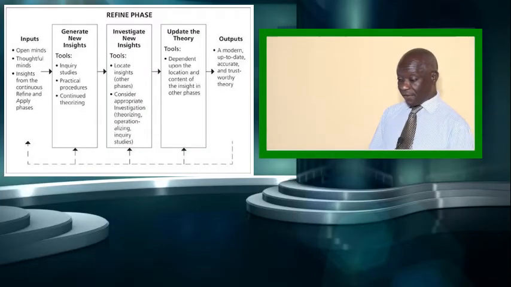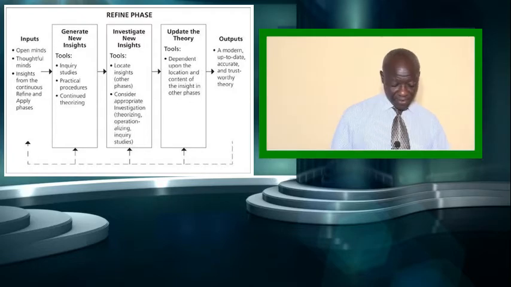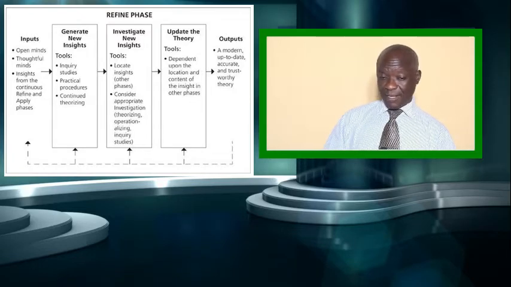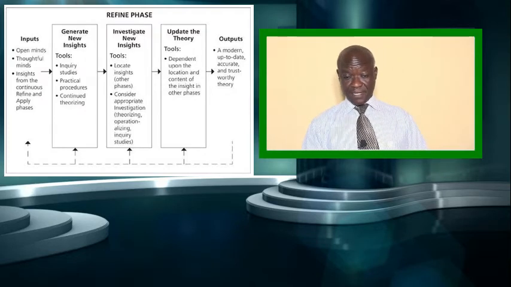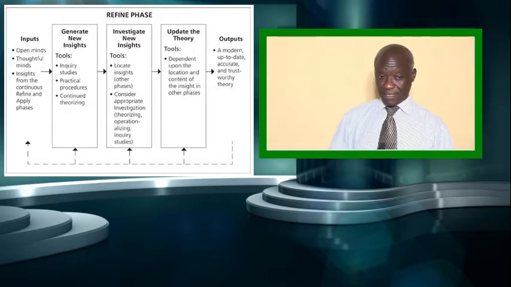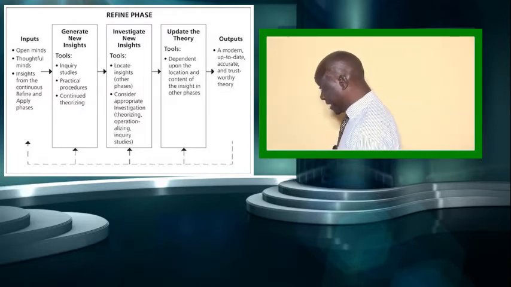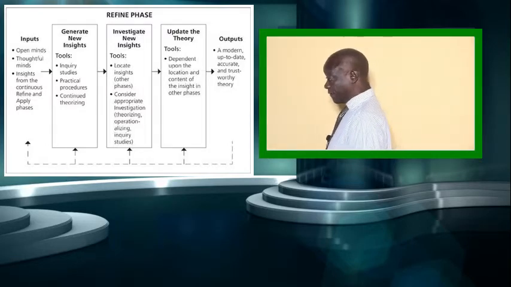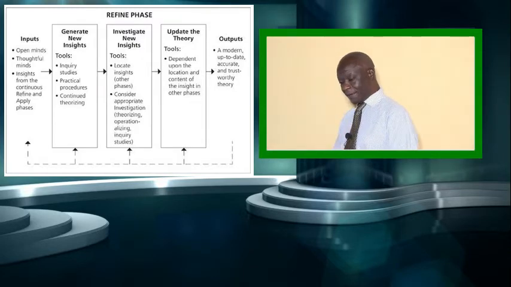So we generate new insights, as you can see. We investigate new insights, we update. So why don't I begin with generating new insights, which is the second box there after the inputs, ladies and gentlemen. So as you can see, the new insights come from theorizing, research, and practice. That's where you pick the new insights. The phases aligned with these activities are all 4 of the preceding phases: conceptualize, operationalize, confirm, and apply.